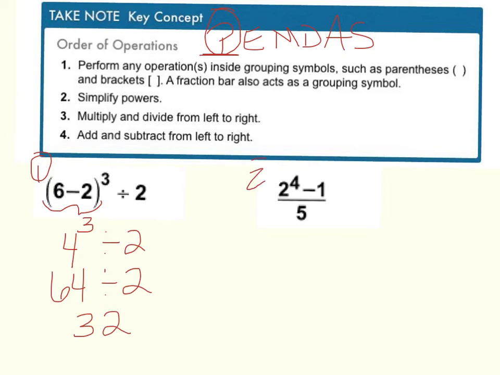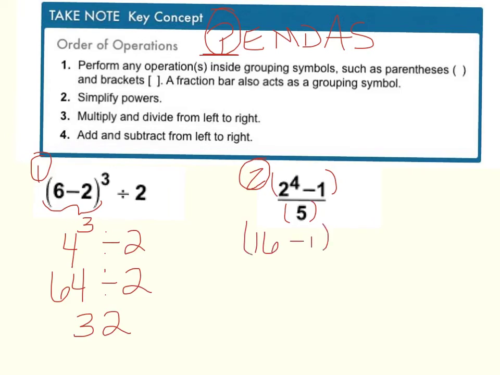I put this on purpose, okay, because this is a division problem, and whenever you have division, what's in the numerator and the denominator are grouped together. They won't always have parentheses, but what's in the numerator is grouped together, so you have to do that before you can divide. So we have 2 to the 4th minus 1. That's inside of parentheses, so we have to take 2 to the 4th first before we subtract. So 2 to the 4th is 16 minus 1.